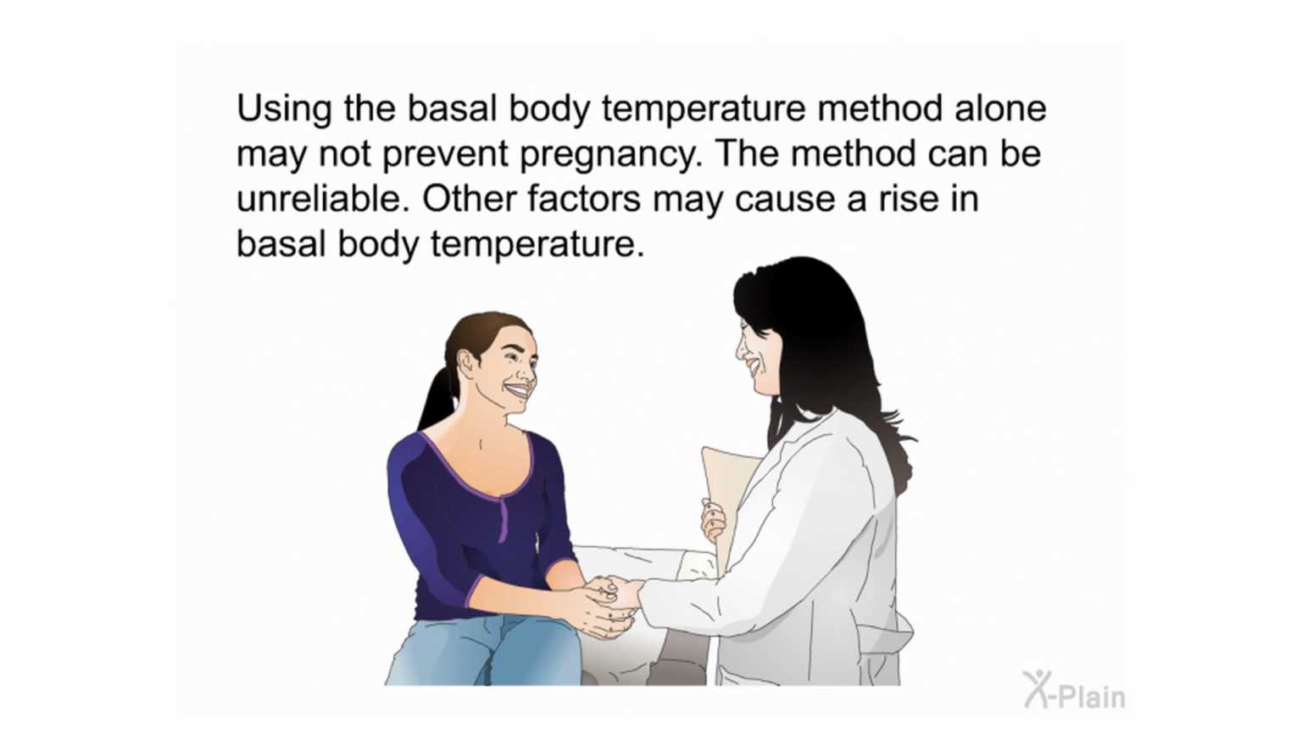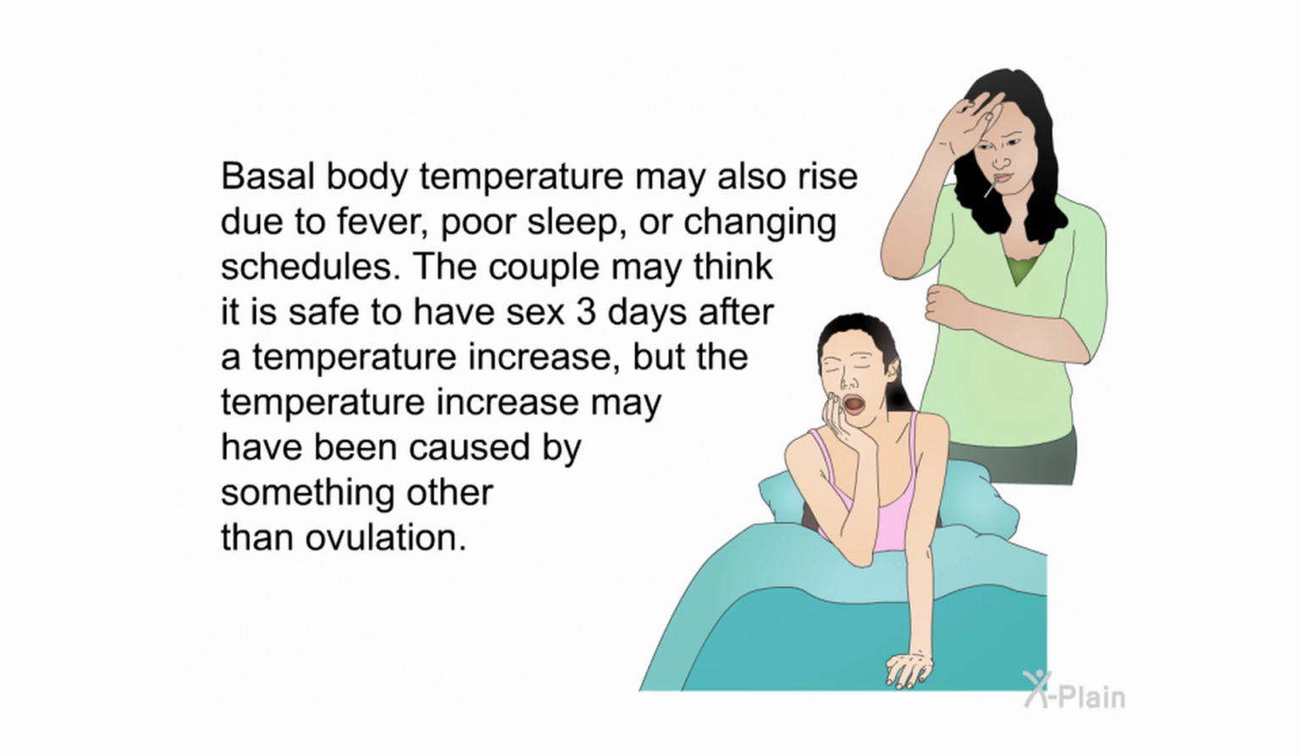Using the basal body temperature method alone may not prevent pregnancy. The method can be unreliable. Other factors may cause a rise in basal body temperature. Basal body temperature may also rise due to fever, poor sleep, or changing schedules. The couple may think it is safe to have sex 3 days after a temperature increase, but the temperature increase may have been caused by something other than ovulation.